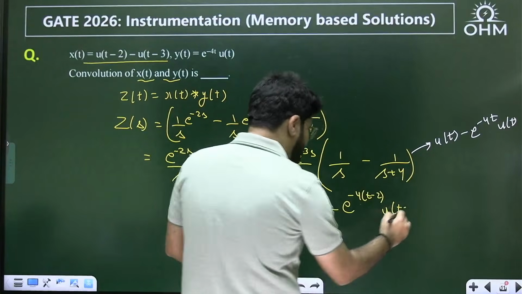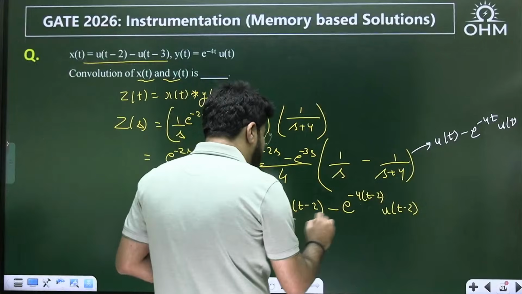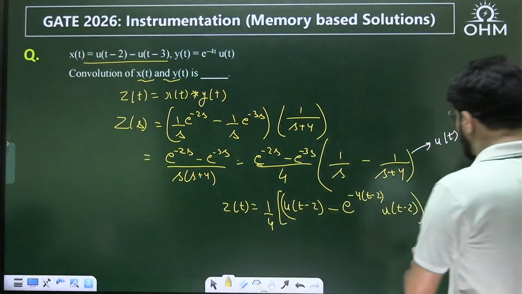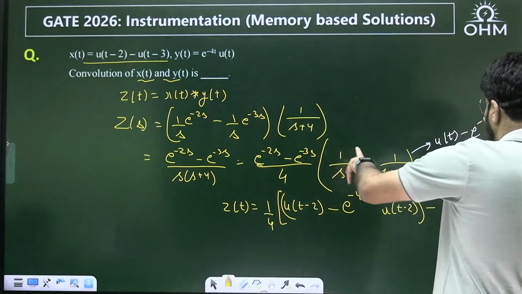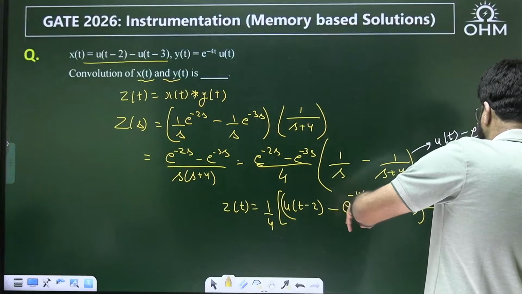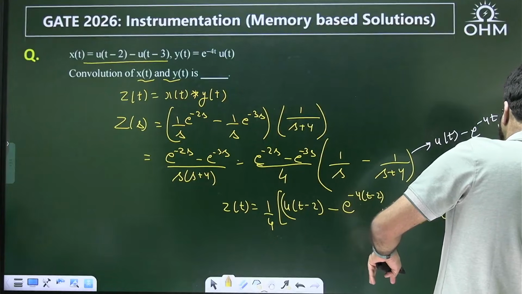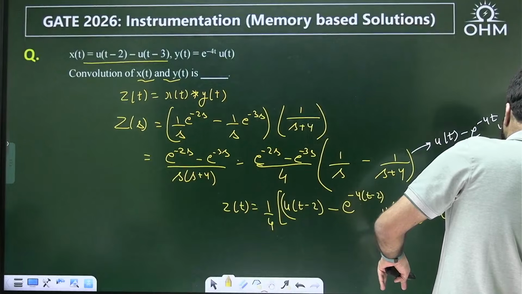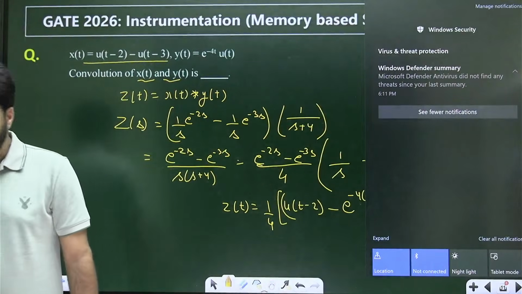Options are not there, whether they ask convolution at a specific point or whatever it is. This is one part of the answer. Then for e^(-3s), if you solve with e^(-3s), so time shifting by 3, u(t-3) minus e^(-4(t-3)) u(t-3). Something like that answer has to be there.